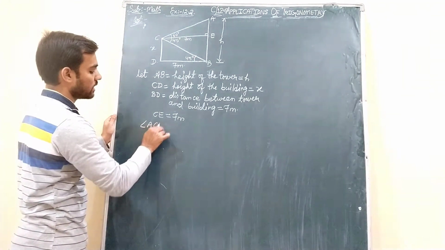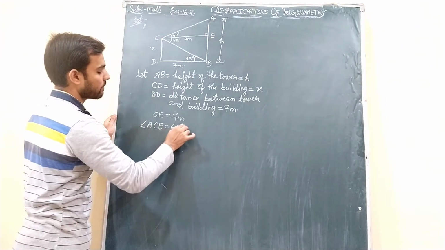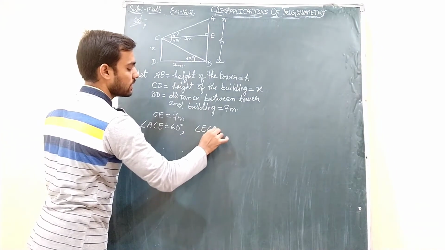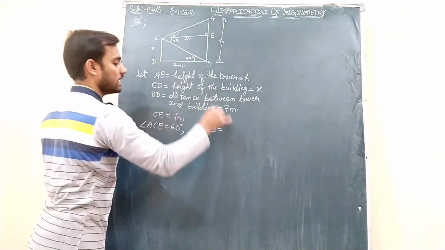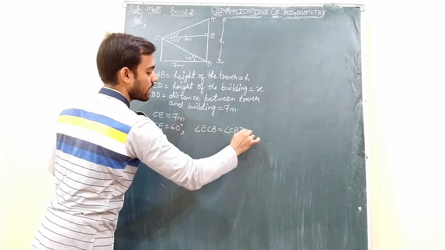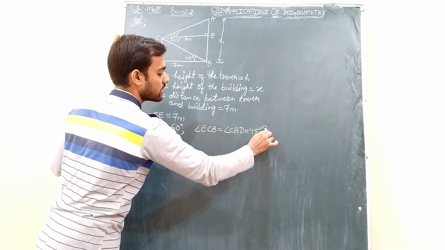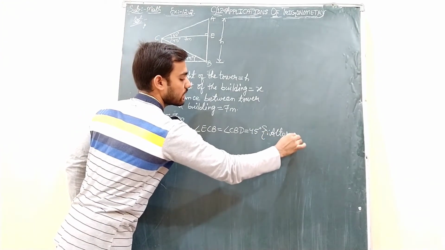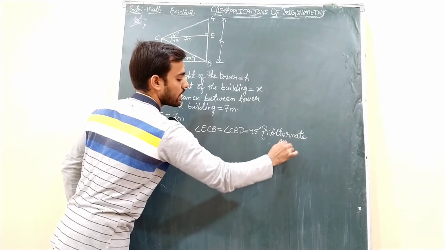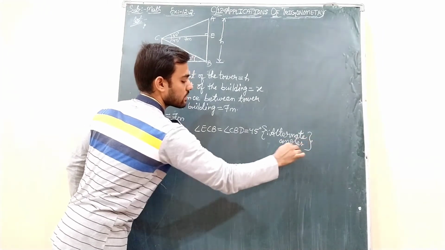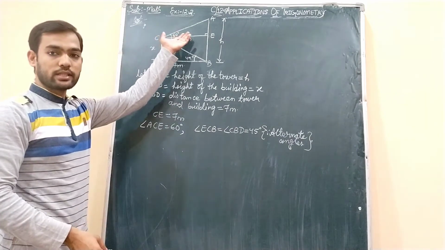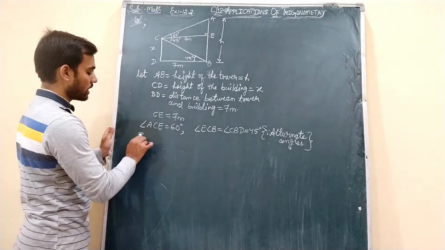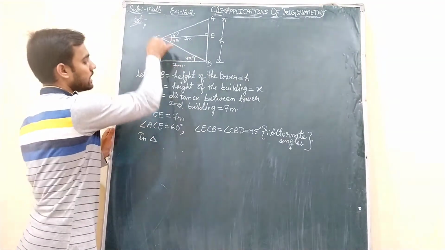First is angle ACE, that is angle of elevation 60 degree, and next ECB is given. Angle ECB will be same as angle CBD, that is 45 degree. How is it possible? Already we have discussed. They are nothing but alternate angles, students. Now one 60 degree angle is there, one 45 degree. So which angle should we take first? Obviously 45 degree.